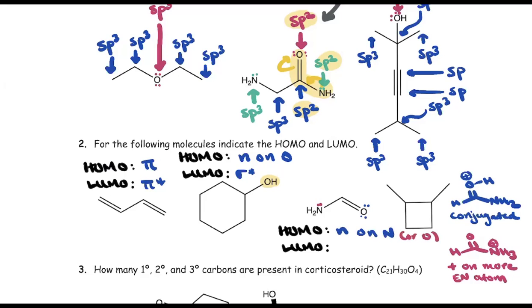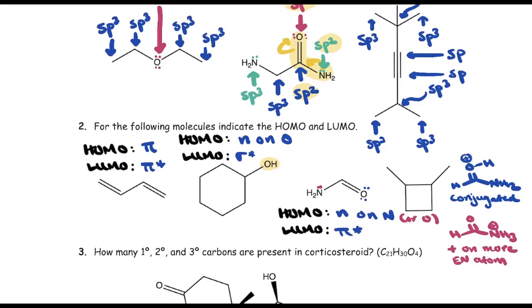And then for your LUMO, you're going to see that once again, you have a pi bond. If you have a pi bond, you can make a pretty safe bet, unless there's a carbocation or a boron or something, that's going to be the bond that will be most easily broken. So your LUMO here would be pi star.